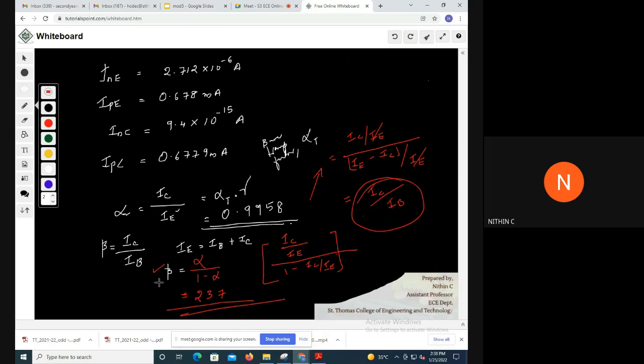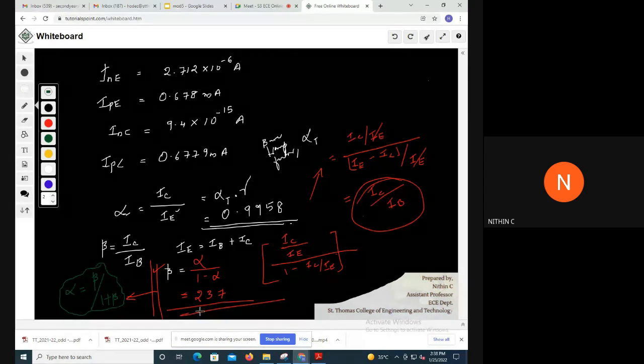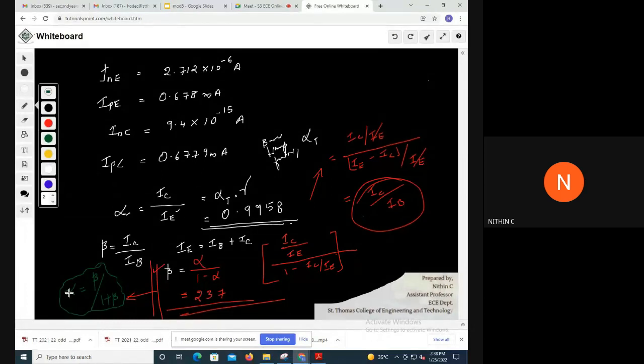In a similar way to how you have written the expression for beta in terms of alpha, you can represent alpha in terms of beta also. That is, alpha is equal to beta by 1 plus beta. Beta is alpha by 1 minus alpha. Similarly, alpha is equal to beta by 1 plus beta. These two expressions are usually used in numericals. Everyone got the 237, right? Hope everyone got the value.